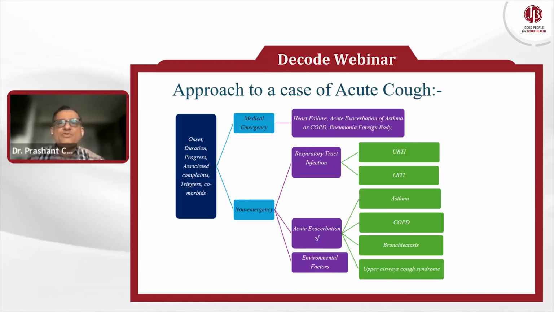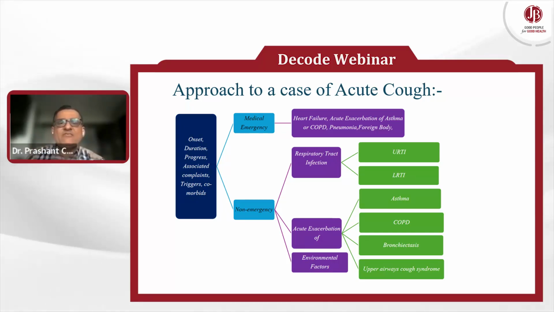So what's the approach to a case of acute cough? It's very important. It depends on the onset of cough, the duration, and the associated symptoms. If it's a medical emergency, then of course you look for heart failure, COPD exacerbation, or a foreign body aspiration, and you would treat that. So that's out. What is important for clinical practice in OPD-based practice?